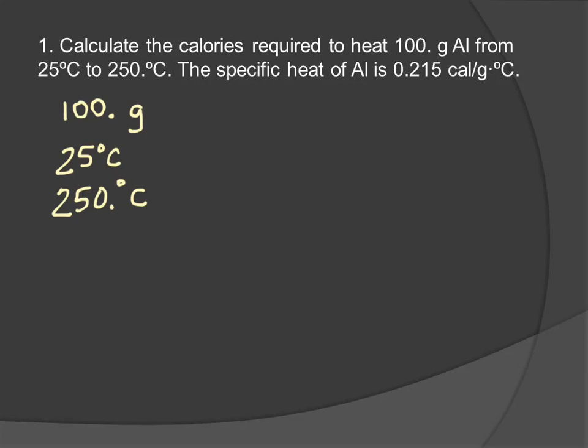And then we've got 0.215 calories per gram degree Celsius. So we pull the numbers out and then we identify them. Gram is a unit of what? Mass, right? So 100 grams must be the mass. Degrees Celsius is a unit of temperature. These must be temperatures.